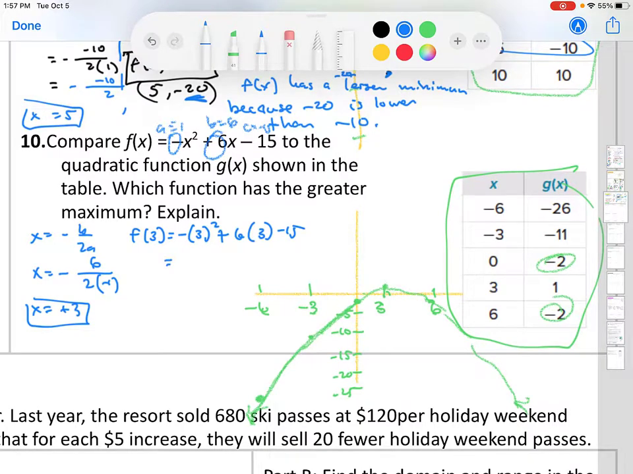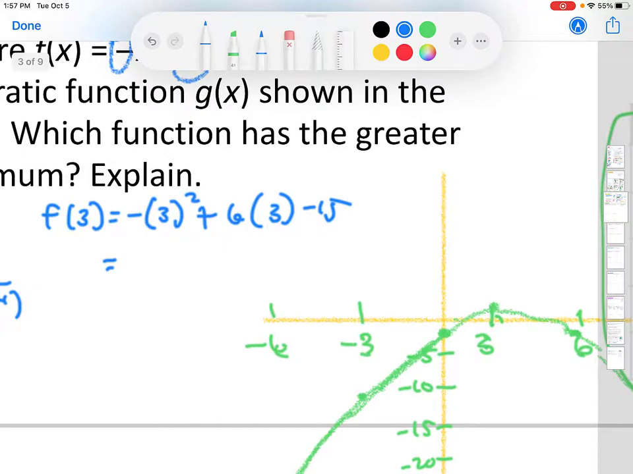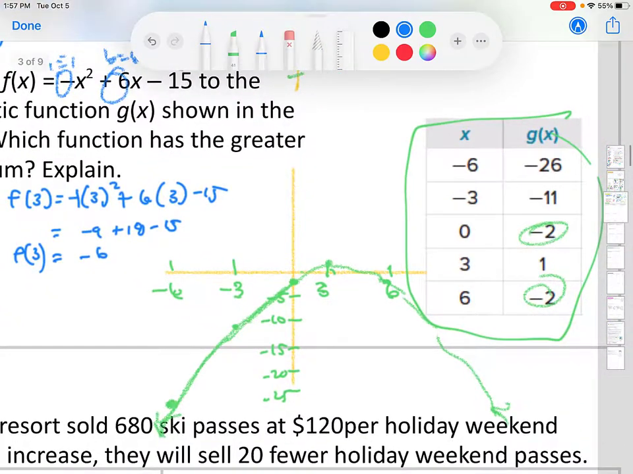We're going to get 3 squared is 9. Then you multiply by negative 1. So negative 9 plus 18 minus 15. 9. So that would be f of 3 equals negative 6. So write 3 down 6. And I know it's facing down because the a value is negative 1. So it's going to look something like that.